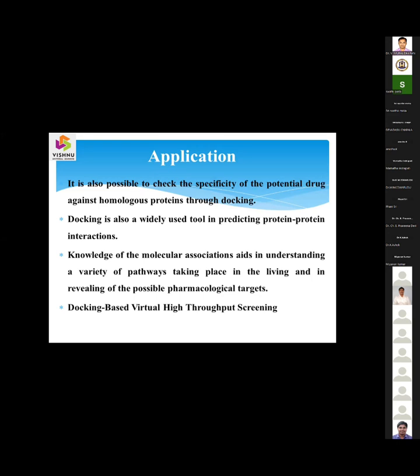Docking is also a widely used tool in predicting protein-protein interactions. Knowledge of the molecular association aids in understanding a variety of pathways taking place in the cell and in revealing possible pharmacological targets. And there is docking-based virtual high throughput screening. So virtually we can go for high throughput screening.